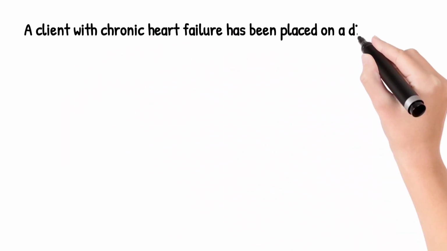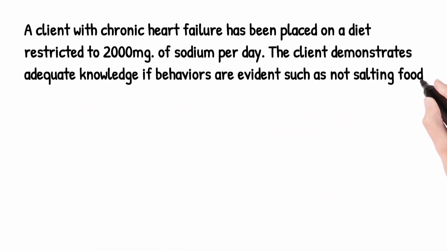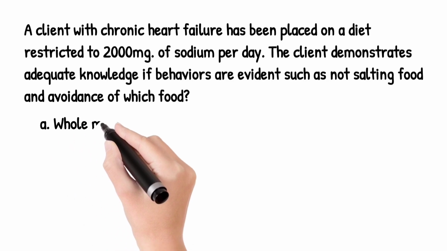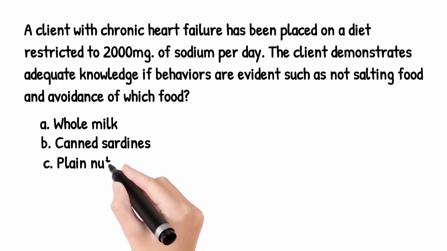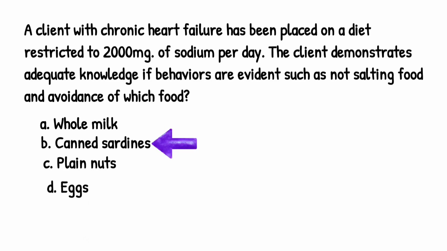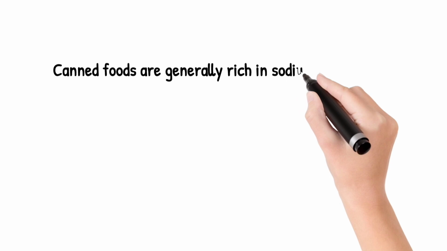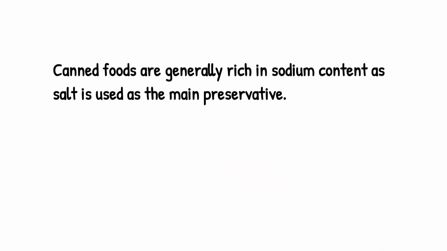A client with chronic heart failure has been placed on a diet restricted to 2000 mg of sodium per day. The client demonstrates adequate knowledge if behaviors are evident such as not salting food and avoidance of which food? Option A, whole milk. Option B, canned sardines. Option C, plain nuts. Option D, eggs. The answer is option B, canned sardines. Canned foods are generally rich in sodium content as salt is used as the main preservative.